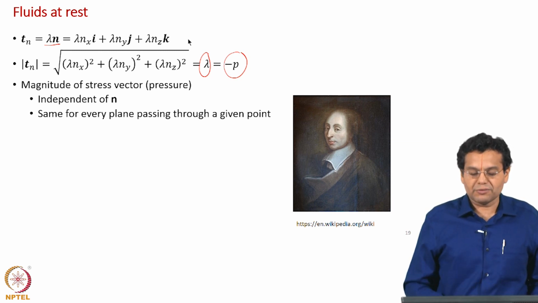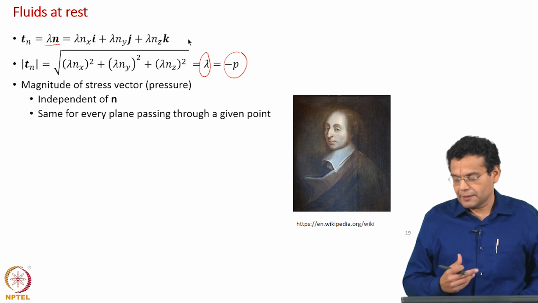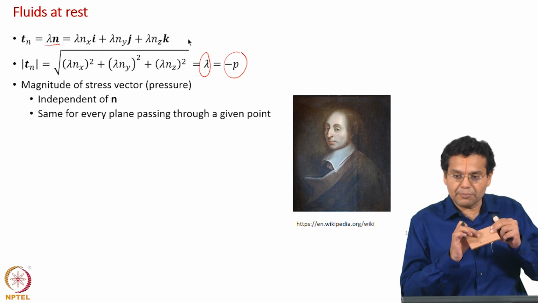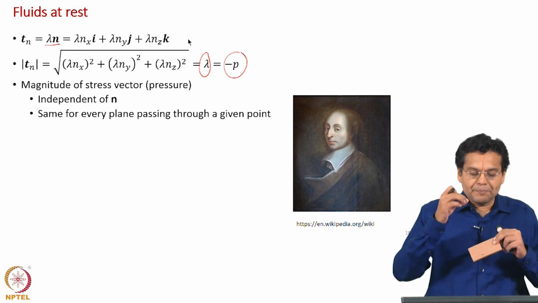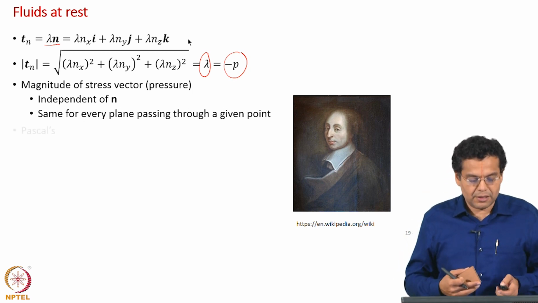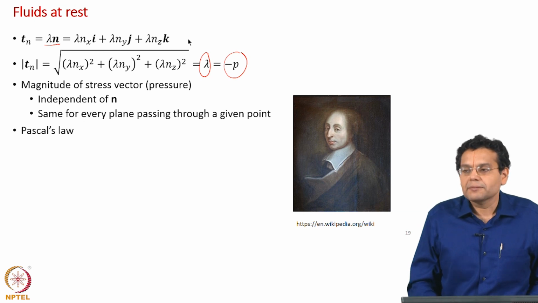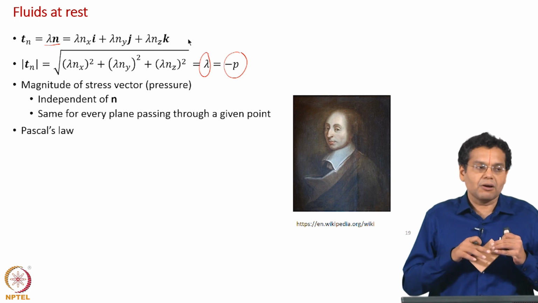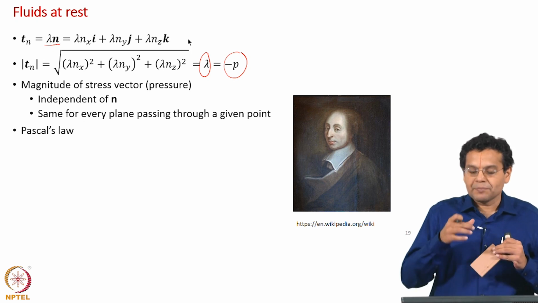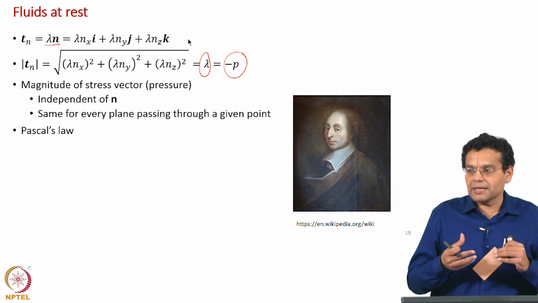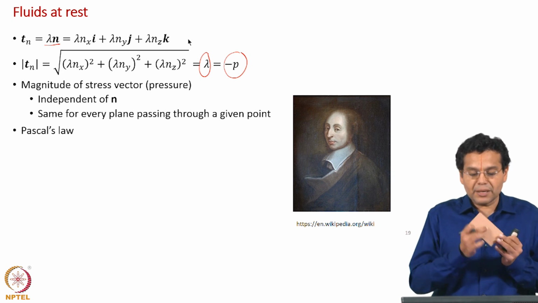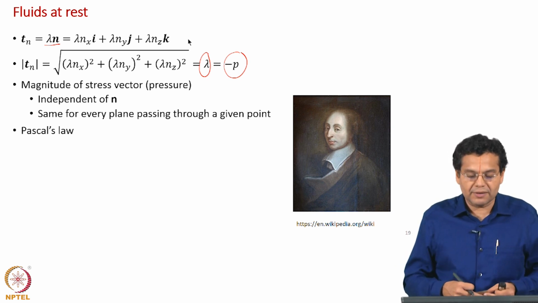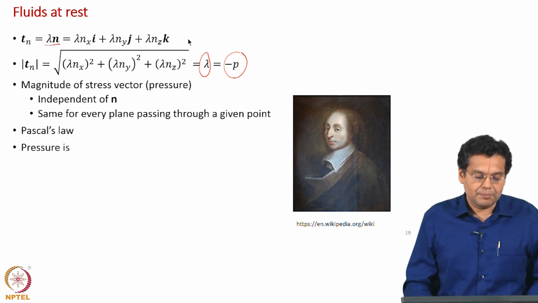N represents the direction of the plane. So, every plane, whatever be the orientation of the plane at the same point, of course imagine a very small plane, the pressure is same. Okay. Now, what is that statement? Pascal's law. At the point pressure is same in all directions, that is what we have stated there. The magnitude of stress vector is the pressure, and that is independent of the plane. You have an inclination like this, inclination like this. So, pressure is independent of direction, and that is the Pascal's law.